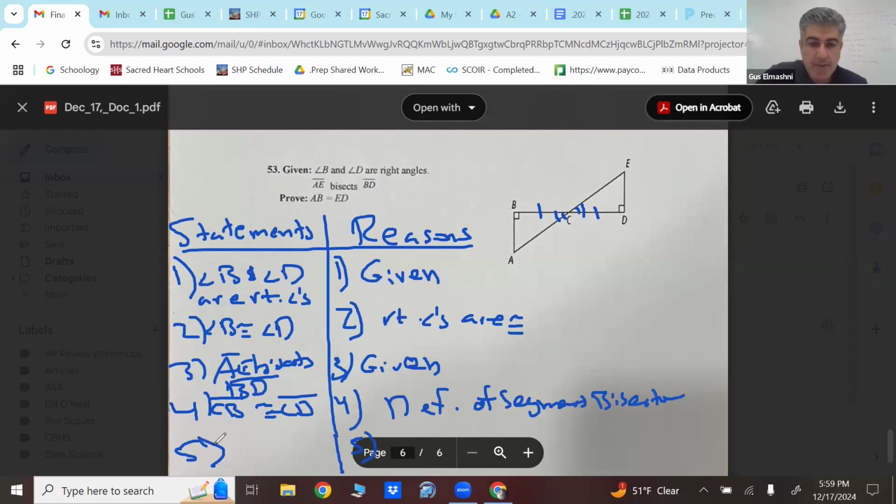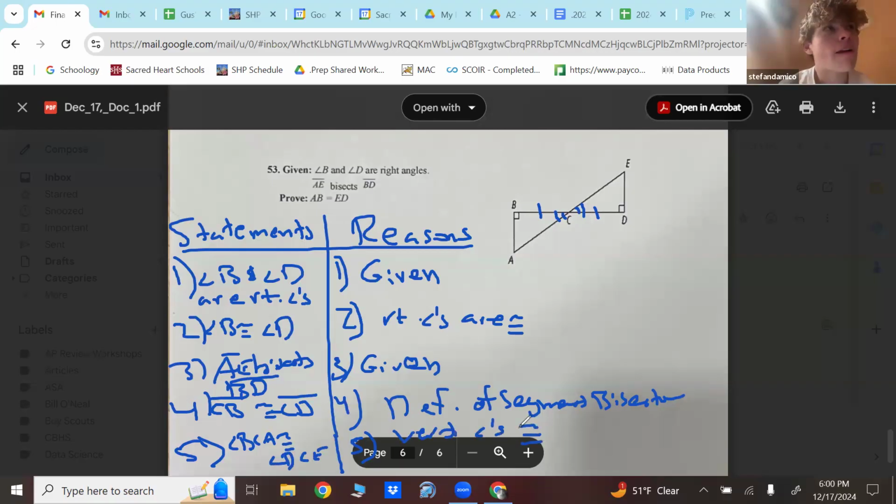Then you can say angle BCA is congruent to angle DCE, and that's vertical angles congruent. And lastly, you could say the triangles. Oh, then we have to say triangles are congruent. So it's actually 7 steps.